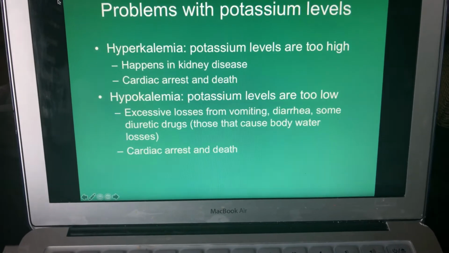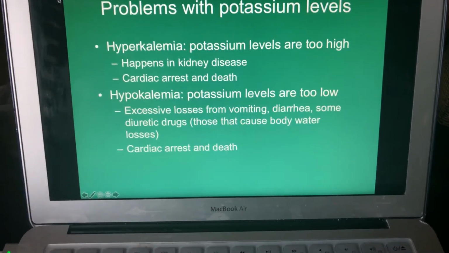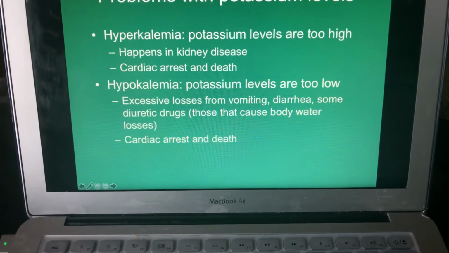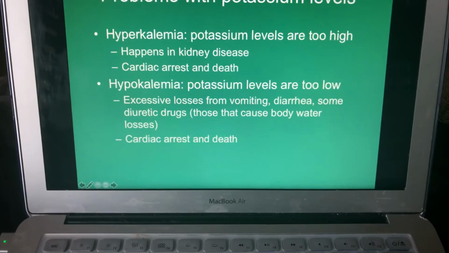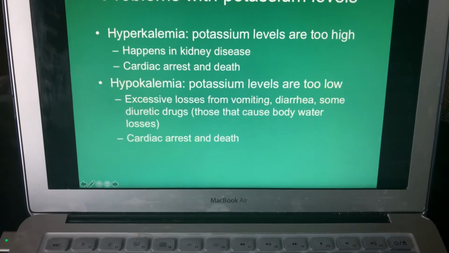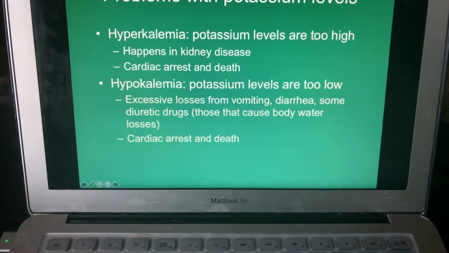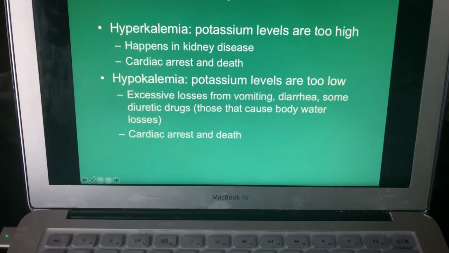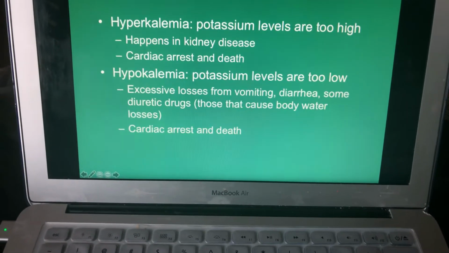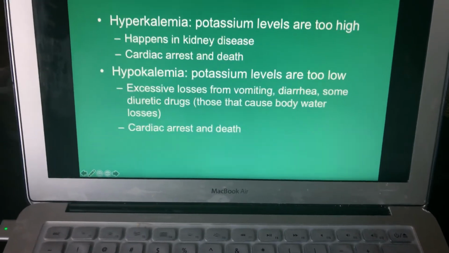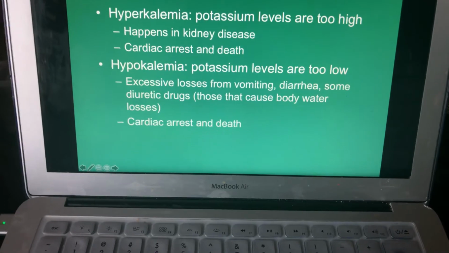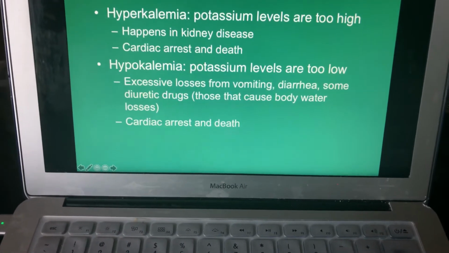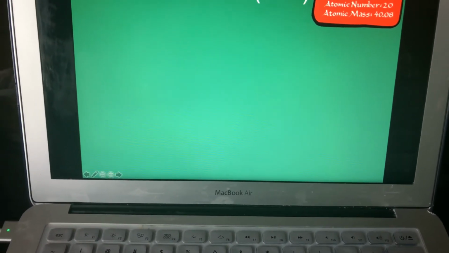Hypokalemia is low blood potassium, and that usually results with excessive vomiting or diarrhea. Some people are on diuretic drugs, which are medications to reduce the fluid in the circulatory system or the body. Some diuretic drugs are used to help control blood pressure, and then some people with excess fluid retention, like with congestive heart failure, where you can retain upwards of 50 pounds of fluid, are put on diuretics. But most of the diuretics cause an excess loss of potassium, and low potassium can cause cardiac arrest and death.